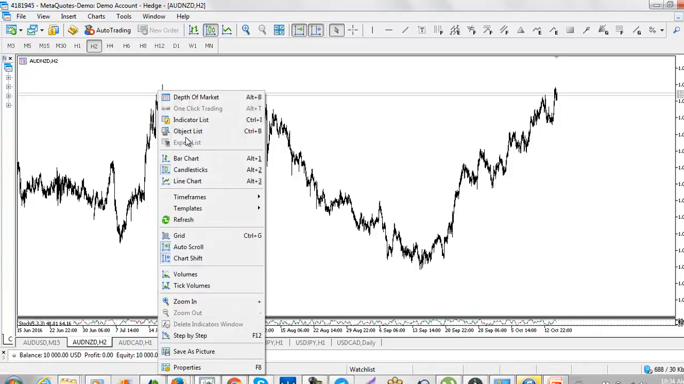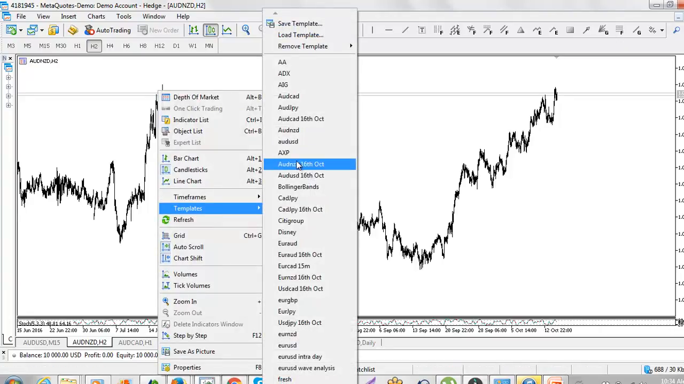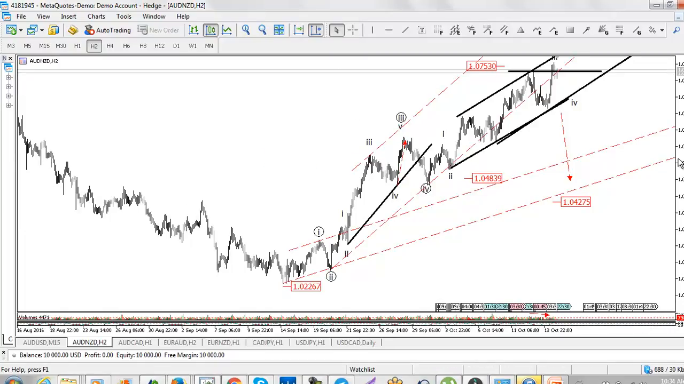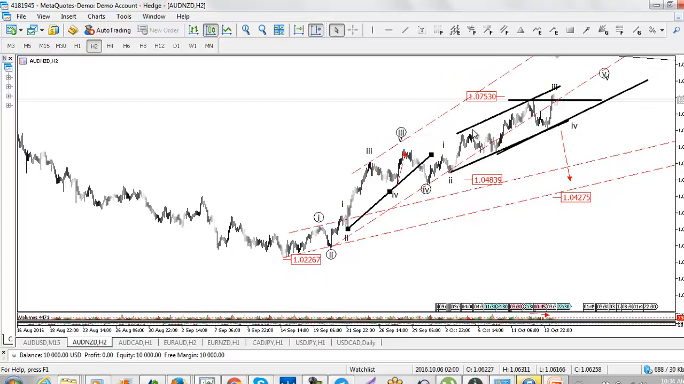Let me show you what I have. Australian dollar, New Zealand dollar. This is what I have now. Let me remove these lines.